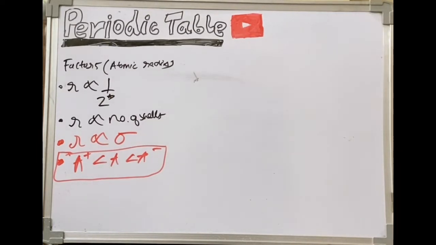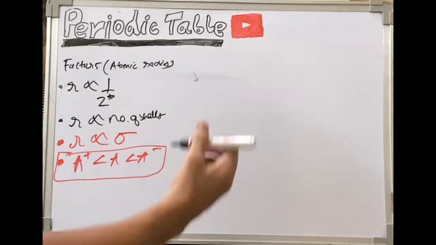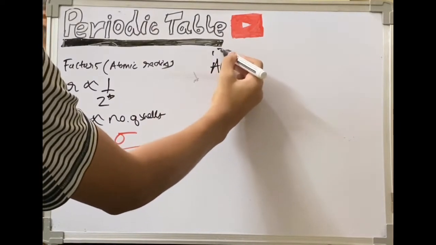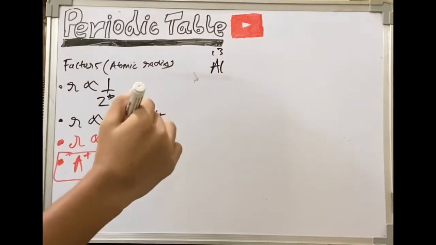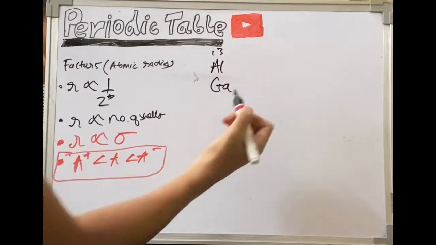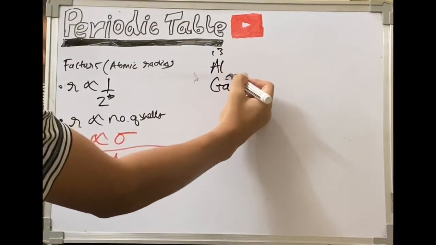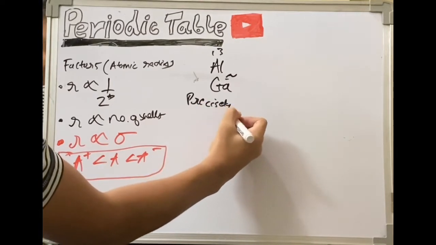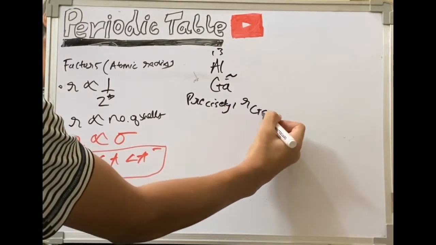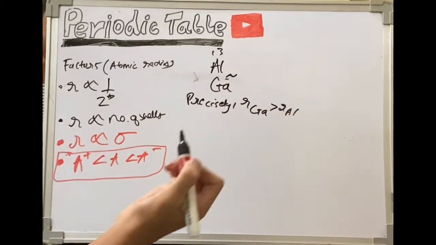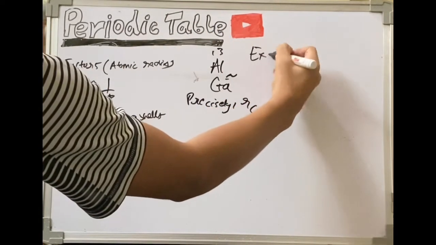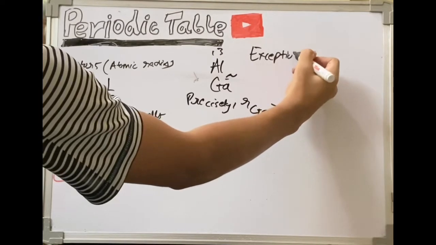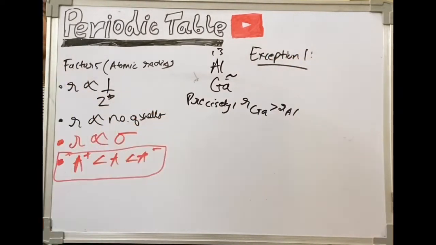So now there are a few exceptions over here as well. So we know Al, right? Al is in the 13th group, and the element just below it is gallium, and these have nearly equal atomic radius, and if you compare precisely, the radius of gallium is more than aluminium. So this is our exception number 1.